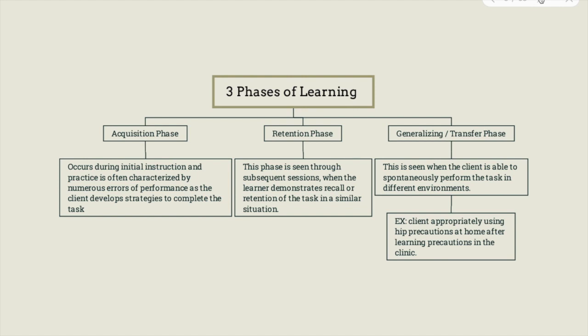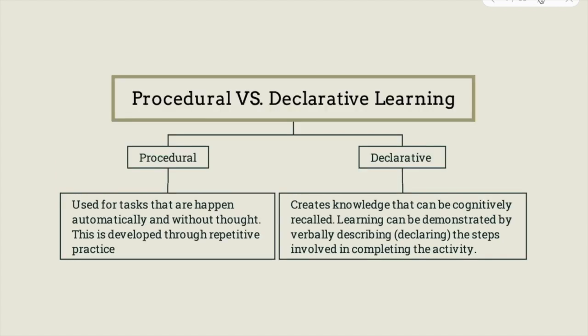So there's 3 phases of learning. There's acquisition. This occurs during the initial instruction and practice, and is often characterized by numerous errors of performance as the client develops strategies to complete the task. Then there's retention, which is seen through subsequent sessions when the learner demonstrates recall or retention of the task in a similar situation. And then there's generalizing and transferring. This is seen when the client is able to spontaneously perform a task in different environments. So say that you taught them hip precautions within the clinic, and they're able to do it at home.